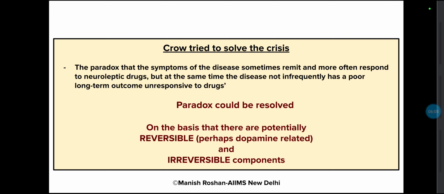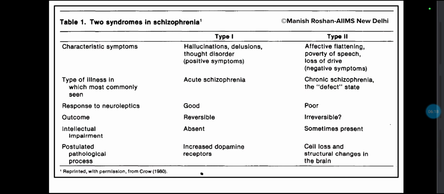So, on the basis that there can be a potentially reversible, perhaps dopamine related, and irreversible component associated with the single entity, that is schizophrenia, Crow tried to solve the crisis and came out with the two syndrome concept, that is the type 1 and the type 2.